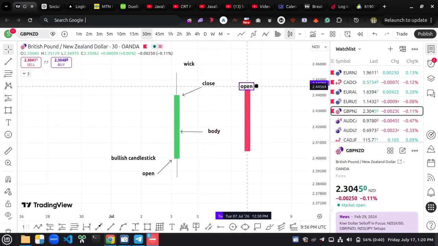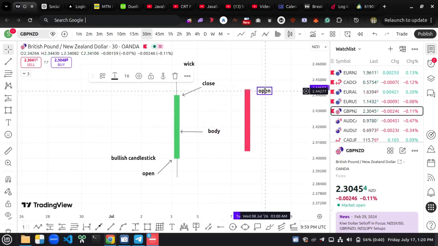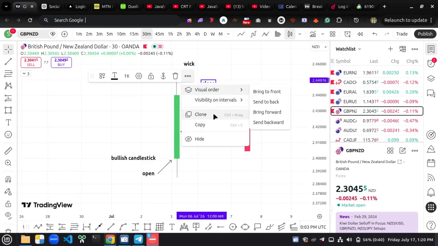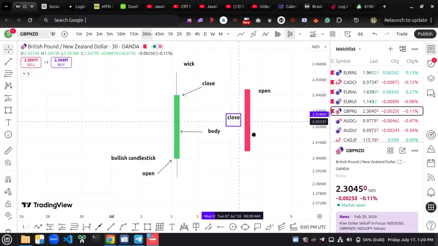For a bearish candle, the open is usually higher than the close. I mean, it's just going to be the opposite of the bullish.